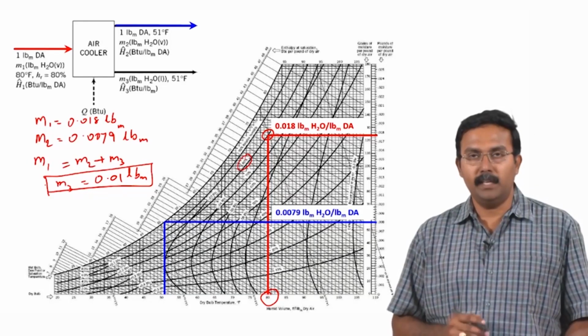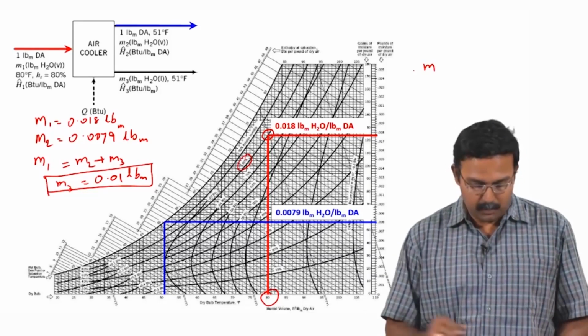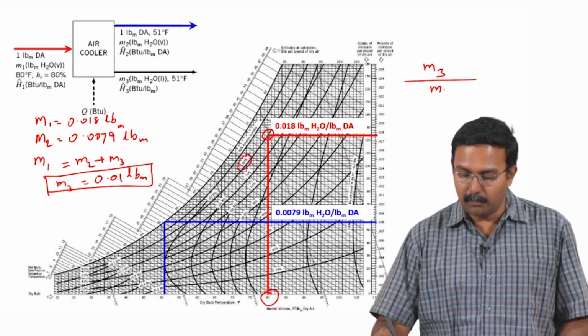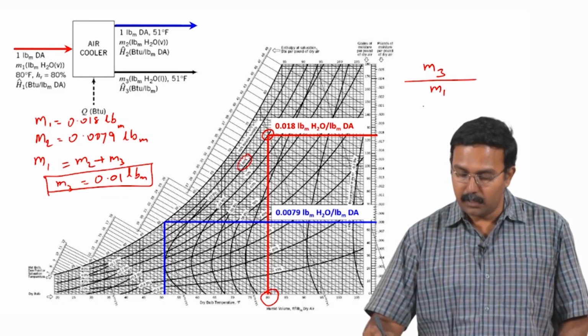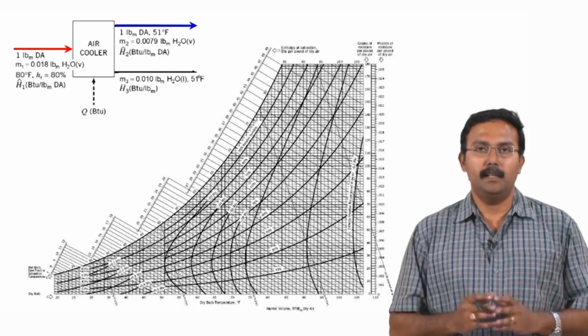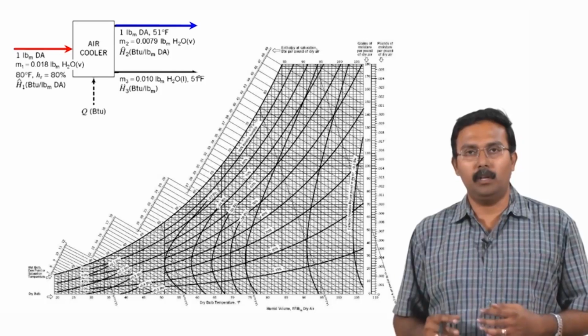As we have been asked to identify the fraction of water which is condensed, that would be the mass of liquid water which is condensed and leaving, divided by the total mass which is entering, which is 0.01 divided by 0.0179, which is roughly 0.55. So roughly 55% of the water entering gets condensed because of this process.